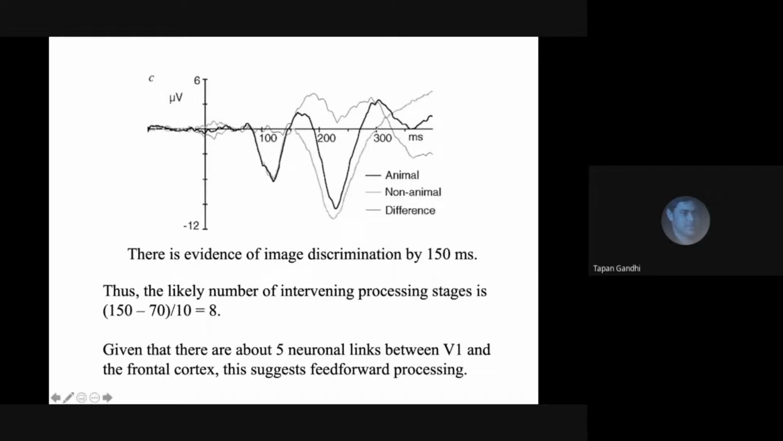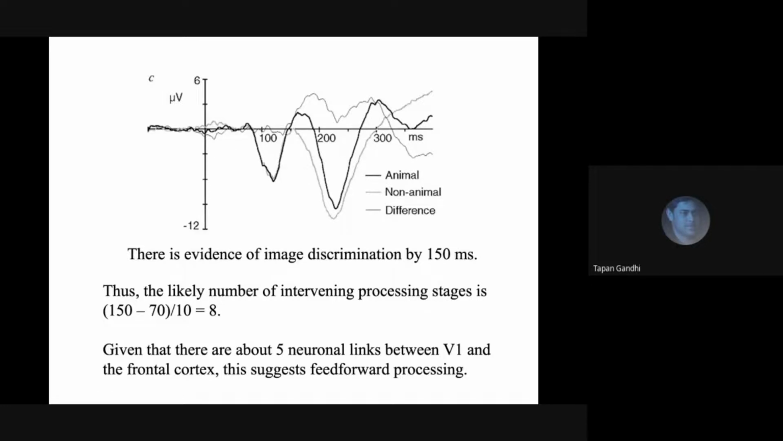So you will see in this picture, there is a divergence. The black bold line is for the animal, and the light line is for non-animal, and there is a difference. The difference is a little bit darker. You can see the upper one, my cursor, this is the difference. That means the divergence started appearing around 150 milliseconds. That means here the brain is able to differentiate between animal and non-animal, right?